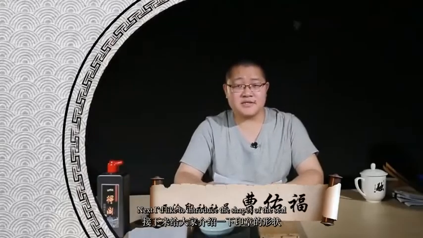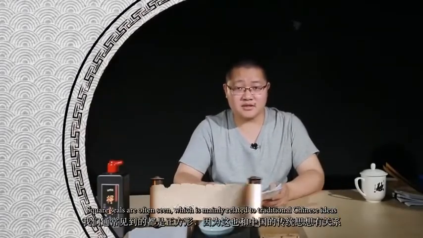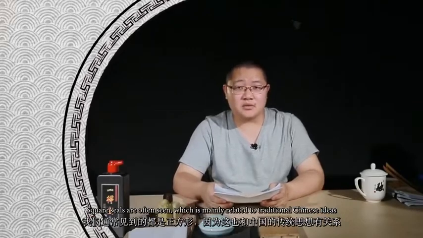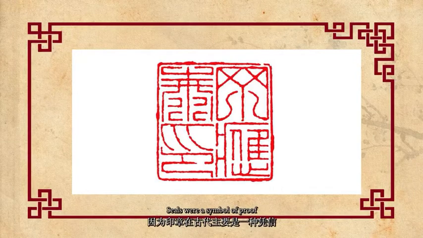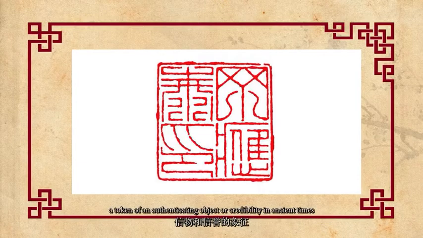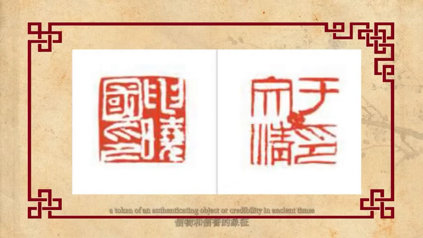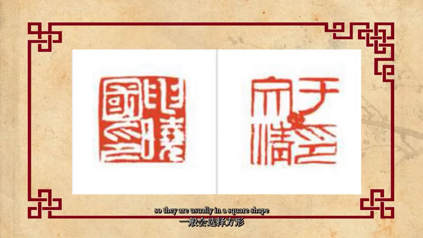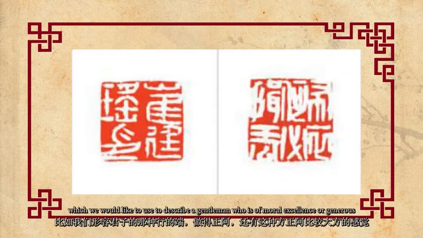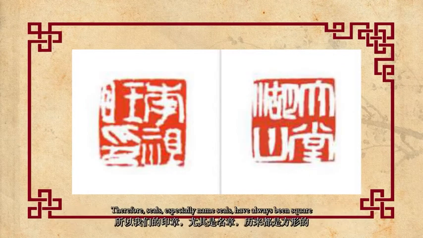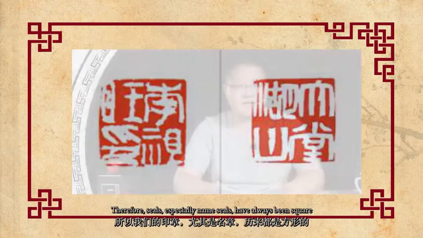Now let's turn to the shapes. Seals are mostly in square shape, and this is a reflection of Chinese philosophy. Seals in the past were a credit, a symbol of honor and reliability. Therefore, they are usually in square shape. Square means being upright, which we use to describe a gentleman who has never done anything bad. And that's why the seals are mostly made square, especially for the name.